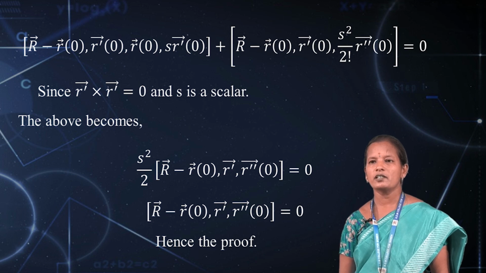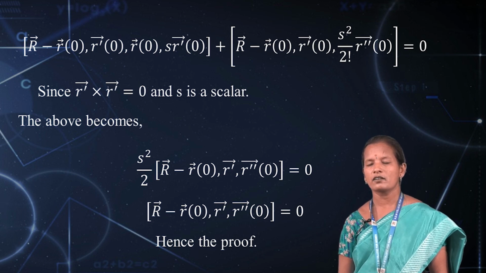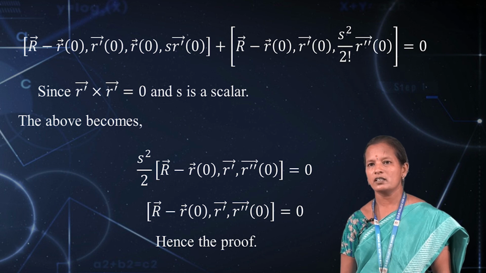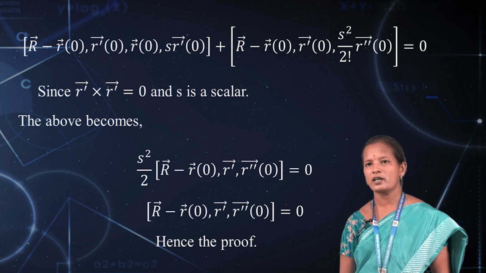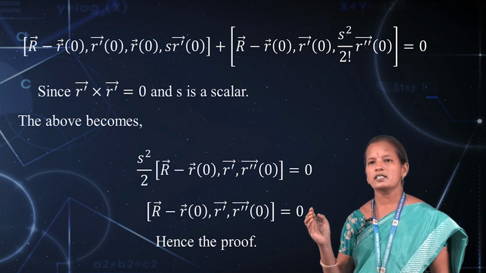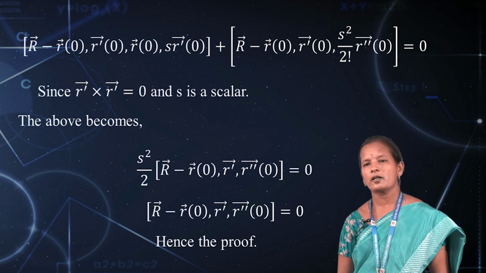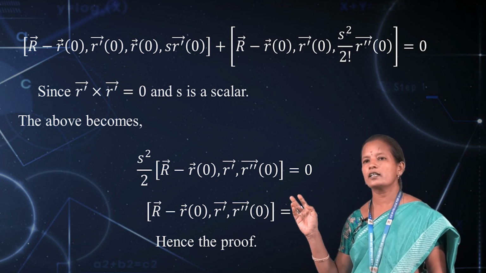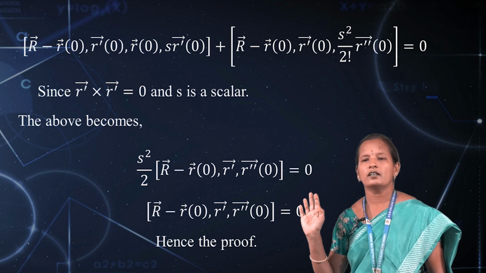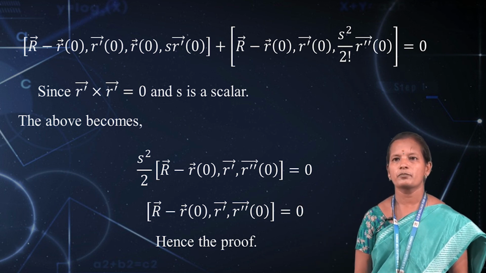That means s squared by 2 is not zero, so we cancel that factor. Hence the box value of capital R minus small r of 0, comma r dash of 0, comma r double dash of 0 is equal to 0. Hence the proof.